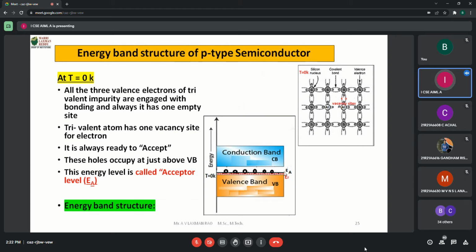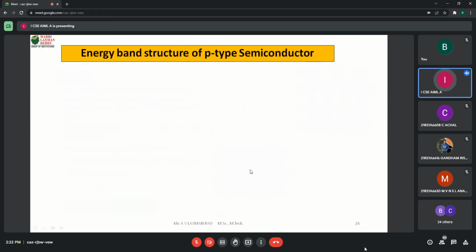band. Ea is here, Ed is here in n-type semiconducting material. So the Fermi level is exactly in the middle of these two energy levels like this. So the energy band structure can be seen like this.